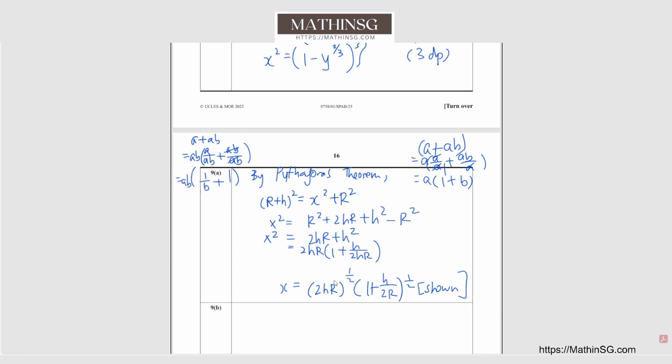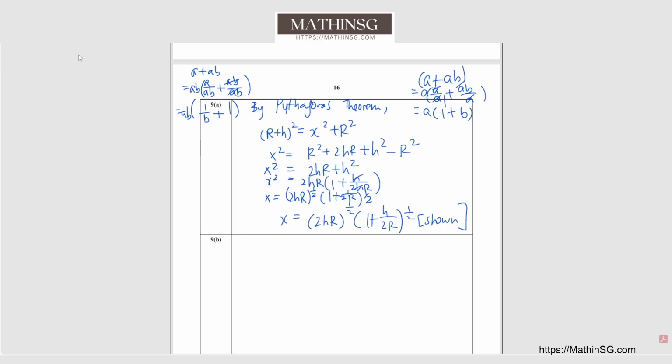Okay? So basically, if you look at what you need to prove, they are actually telling you, hey, you're supposed to take out your 2hr. So that's what we did. Okay, and then once we do that, we are very close to what we have, right? So in order to get x, I will square root, right? Square root is the same as power half, and I need to power half for everything. Okay, so I've shown what they require me to show.